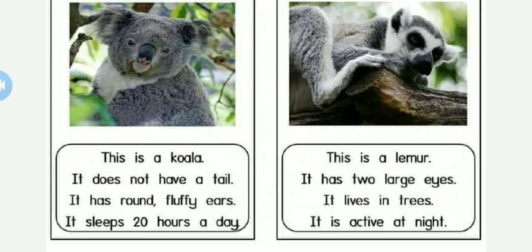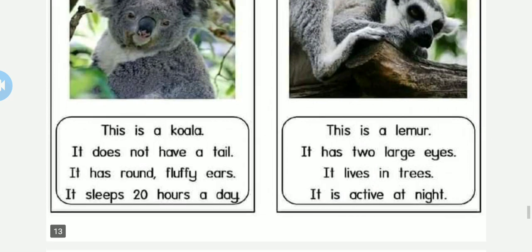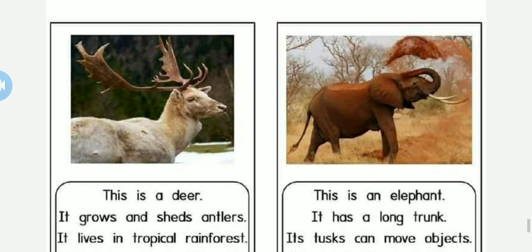Look at another picture on your right. This is a lemur. It has two large eyes. It lives in trees. It is active at night. Active at night in the sense in the daytime they must be sleeping, and in the nighttime they eat and travel. Next slide.